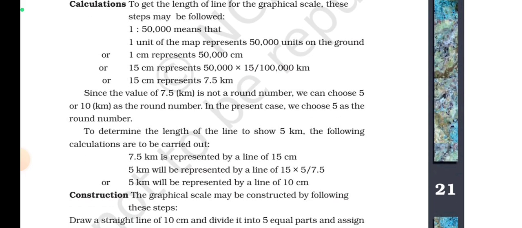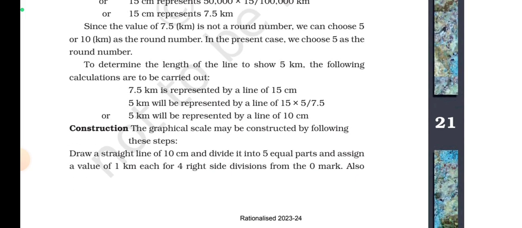1 is to 50,000 means that a unit on the map represents 50,000 units on the ground. 1 centimeter represents 50,000 centimeters. 15 centimeters represents 50,000 into 15 divided by 1 lakh kilometers. So 15 centimeters represents 7.5 kilometers. Since 7.5 kilometers is not a round number, we can choose 5 or 10 as the round number. In the present case, we choose 5 as the round number.